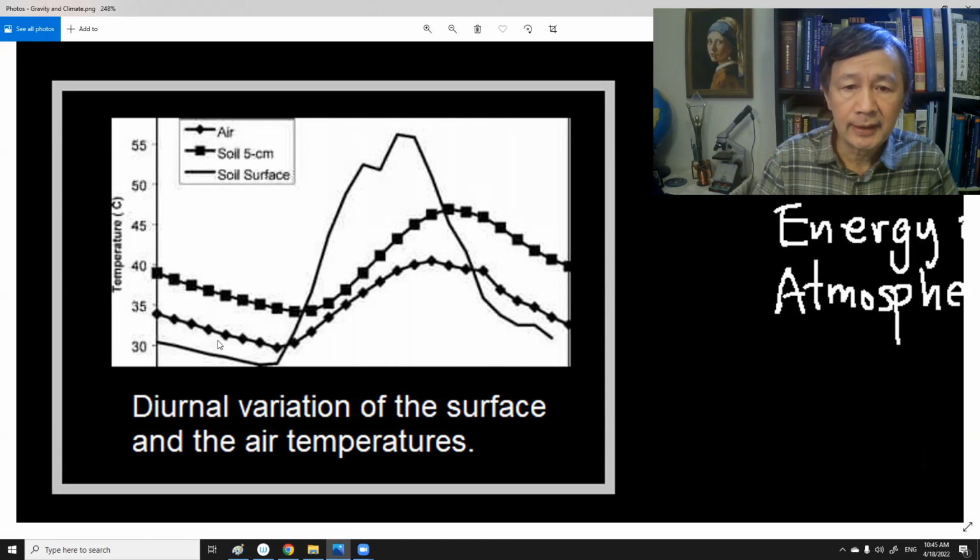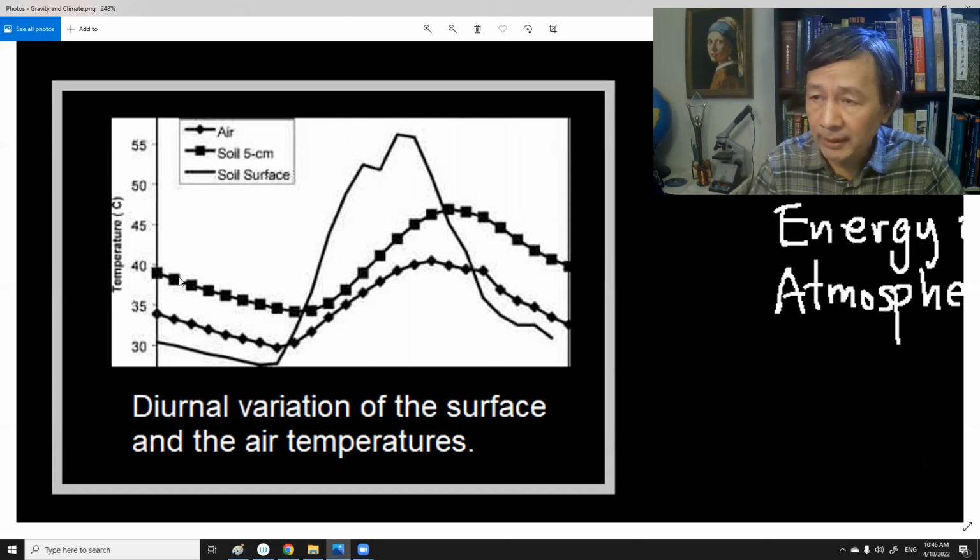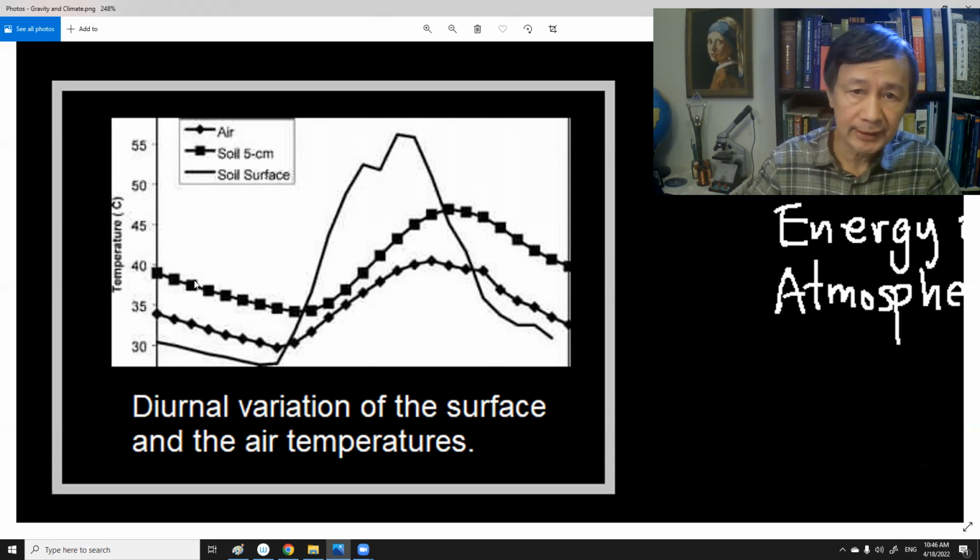During the night, the air temperature is higher than the surface temperature, but during the day, the air temperature is significantly lower than the surface temperature. As a result, the variation of the air near the surface is not that dramatic compared with the surface temperature. By the way, the upper one, the square dot, represents the soil temperature. In this case, it is 5 centimeters under the surface.